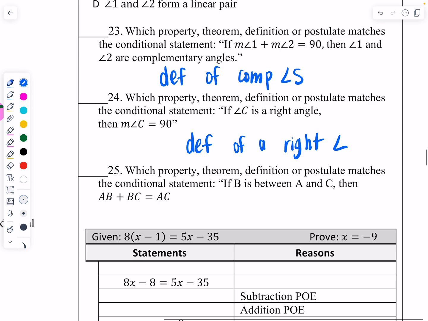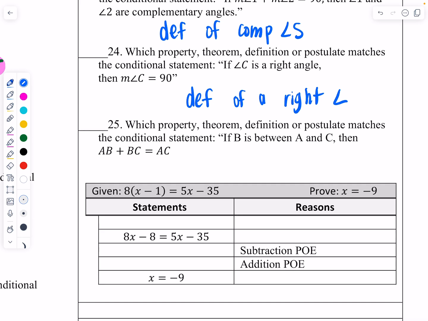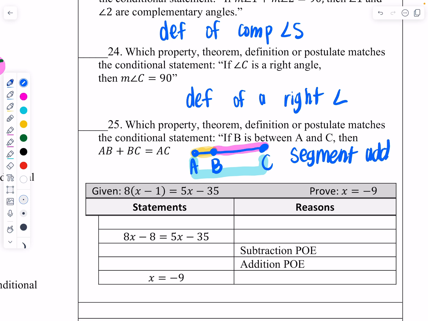Okay. Which property, theorem, definition, or postulate matches the conditional statement: if B is between A and C, then AB plus BC equals AC? So if I have A and C on the ends of the segment, and I have B somewhere in between, then I know that this little piece in yellow plus this piece in pink adds up to the whole thing in blue. What is that called? That is called our segment addition postulate. So we have a segment addition postulate and we have an angle addition postulate. This one was talking about the segments. So segment addition postulate.